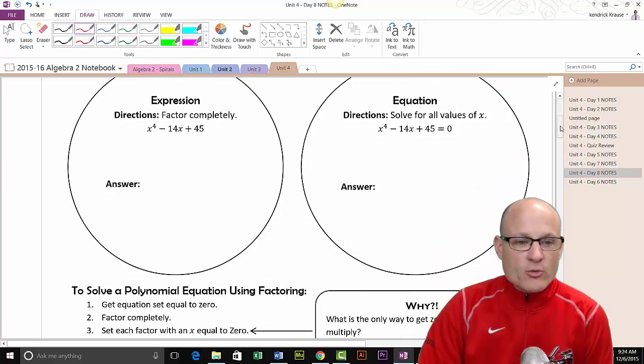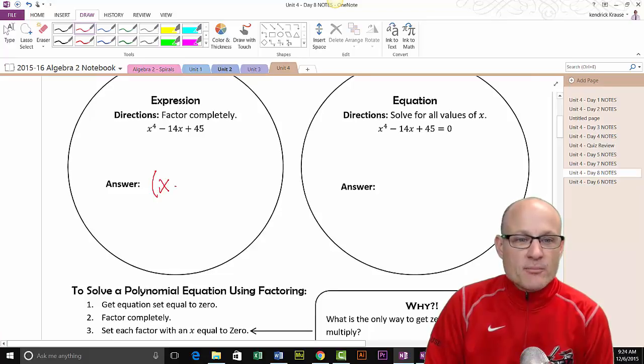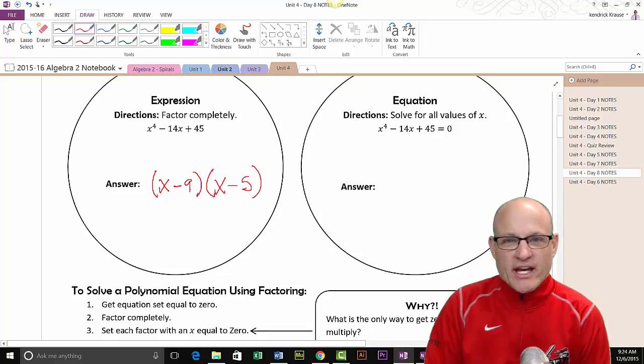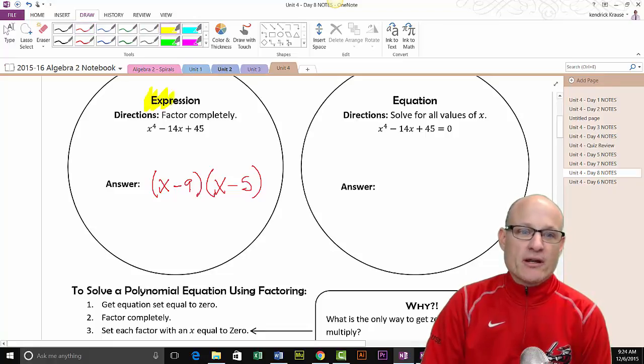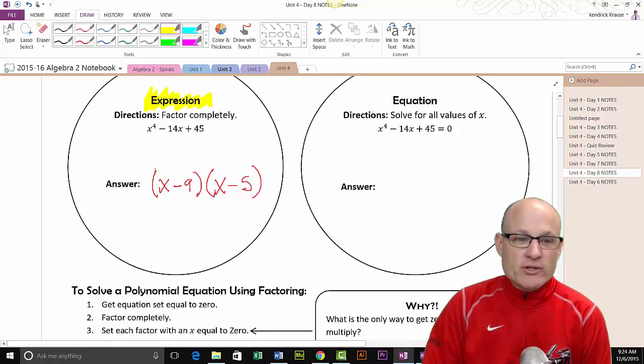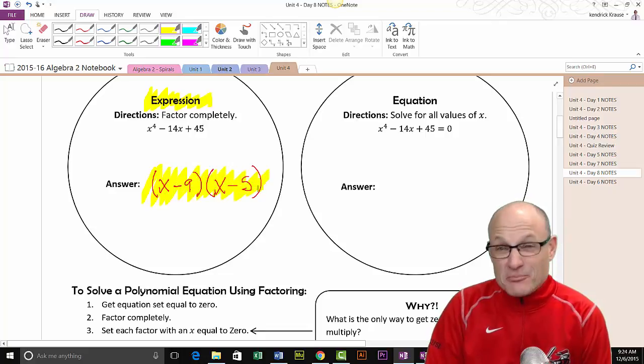So here's what we're going to do. What we're going to do is we're going to factor. So let's factor this. X minus 9, X minus 5. Wait a second. That is an expression. Expressions can be rewritten, reorganized, simplified, but not solved.